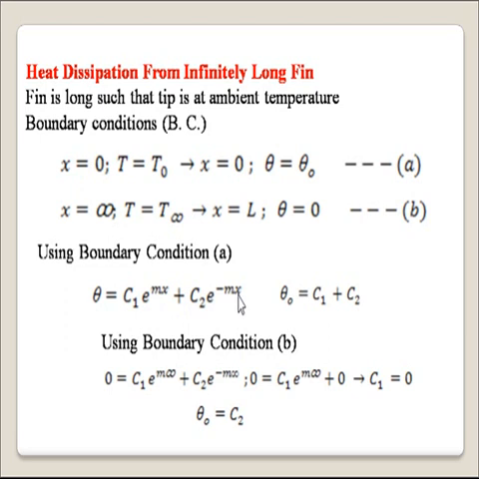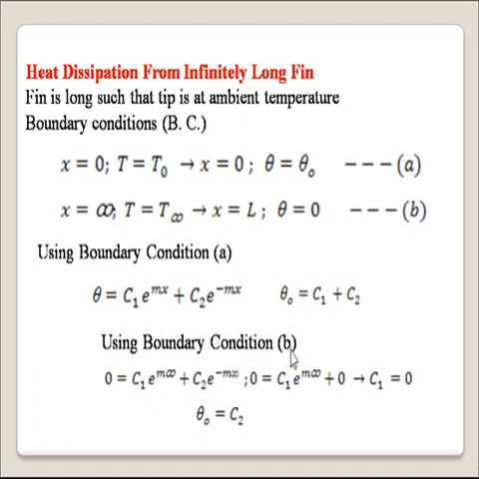So for boundary condition A, x equal to 0, e raised to 0 is 1. So we have theta is equal to C1 plus C2, and theta is equal to theta naught. So theta naught is equal to C1 plus C2 from boundary condition A.